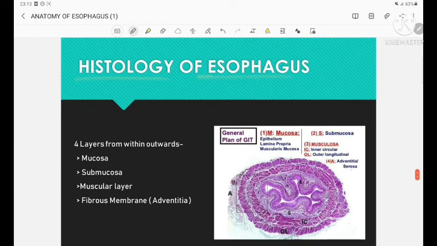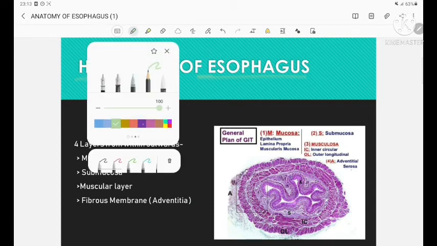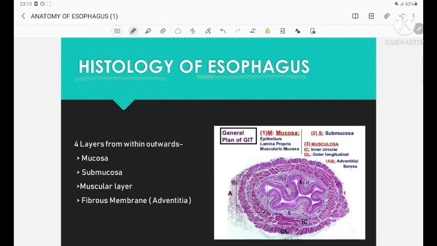Next, the histology of esophagus. The esophagus is made up of 4 layers from within outwards. These are mucosa, submucosa, muscular layer and the fibrous membrane, which is the adventitia. As you can see in this picture, the M is the mucosa, S is the submucosal layer, and the muscular layer is made up of inner circular muscles and outer longitudinal muscles, and the A, outermost layer, is the adventitia layer.